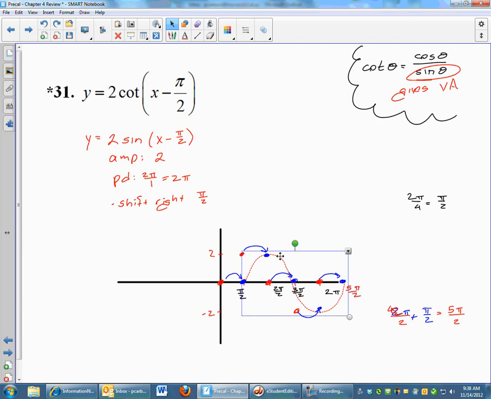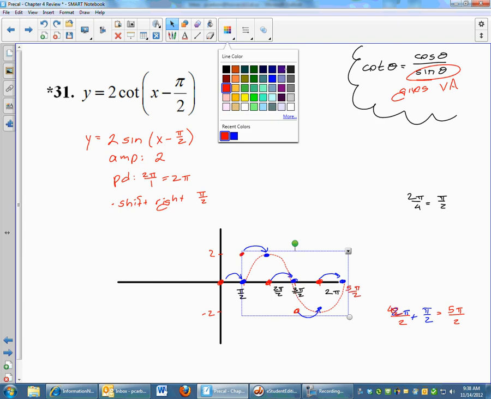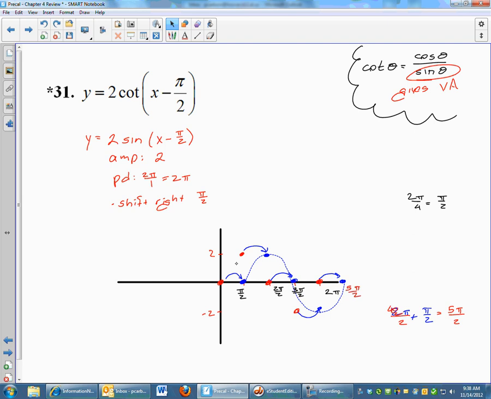Are we good? Maybe I'll make that blue. There we go. All right, so there is my new graph. I've shifted it to the right, pi over 2. Now to go back to the cotangent graph. We just graphed sine. Now we've got to get cotangent.